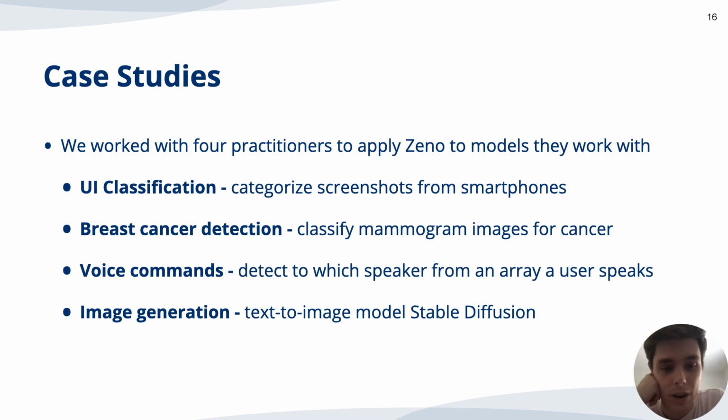So to understand whether Xeno can actually work across all these different types of data and models, we conducted 4 case studies with practitioners who actually use Xeno in their own day-to-day models that they either work on or audit or evaluate. These included a researcher creating a model to classify screenshots of UI images, a researcher who was trying to improve a breast cancer classification model, a researcher that came up with a new algorithm to detect which speaker out of a group of speakers someone's speaking to, and an image generation model like DALL-E or Stable Diffusion.